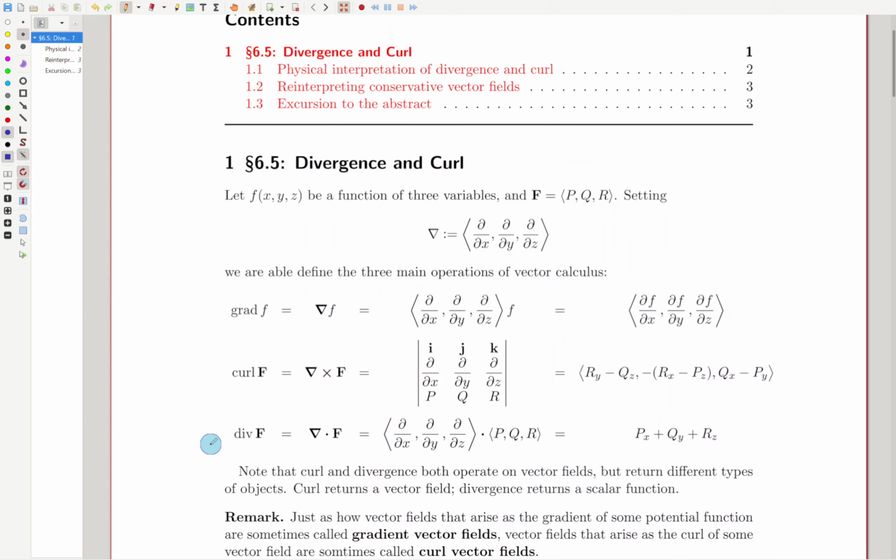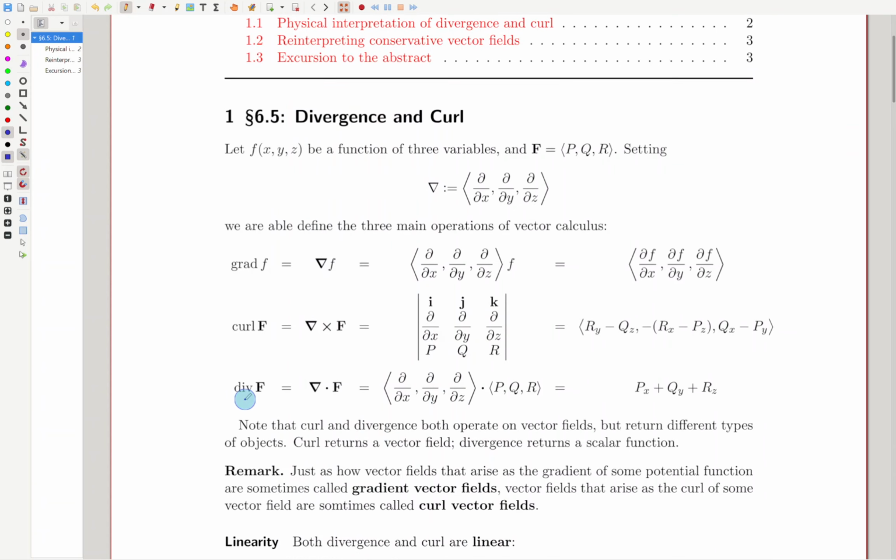And then divergence. Divergence ends up being, you take nabla and you dot it with f. You're taking the dot product of these two vector-like things. So you end up multiplying component-wise and summing up all those products. So it's p sub x plus q sub y plus r sub z, which is right there.